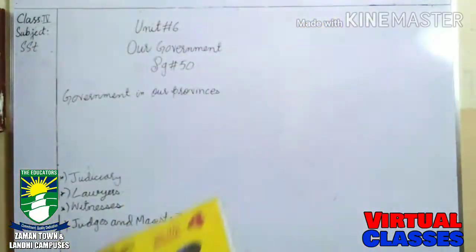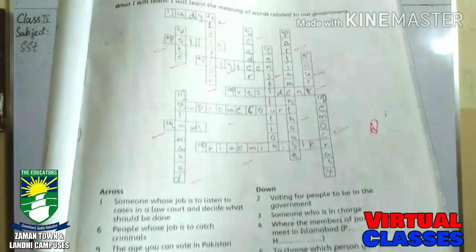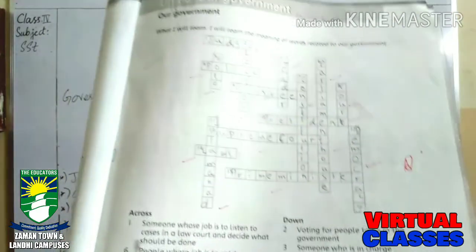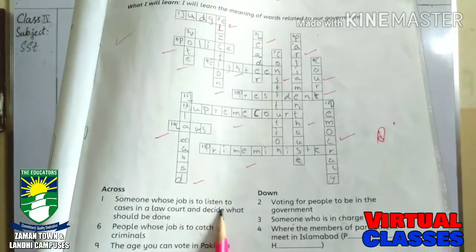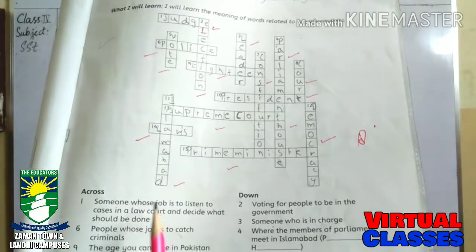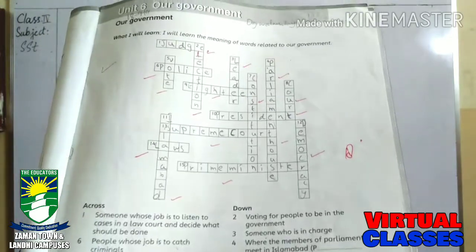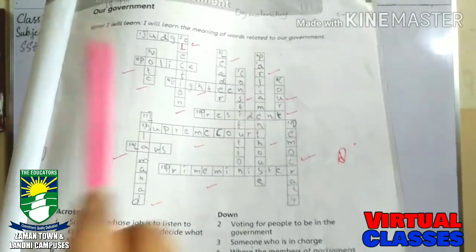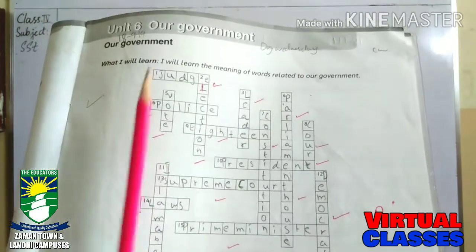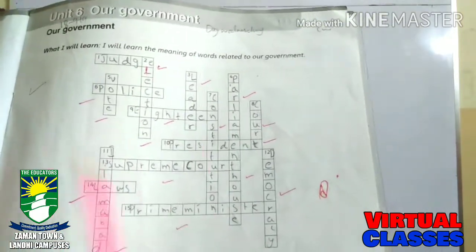Okay, now open page number 27. You have to do this. So how will you do this? Someone whose job is to listen to cases in a law court and decide what should be done. So you will know who that is. The judge. What do you think? The judge will be over here. So you will fill the puzzle like this.